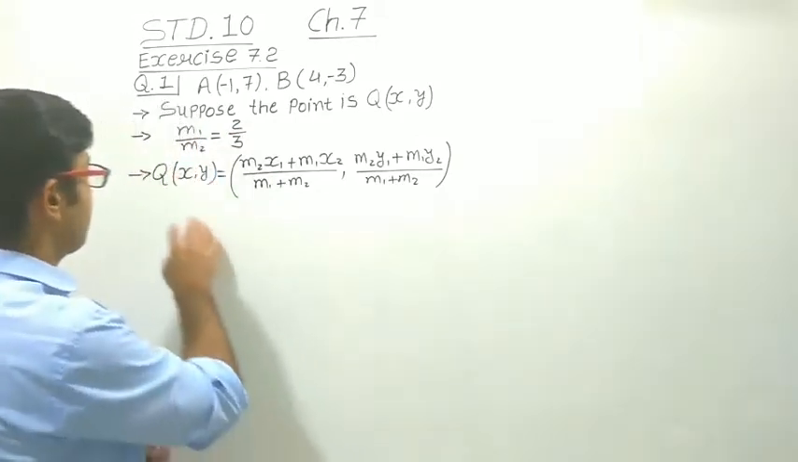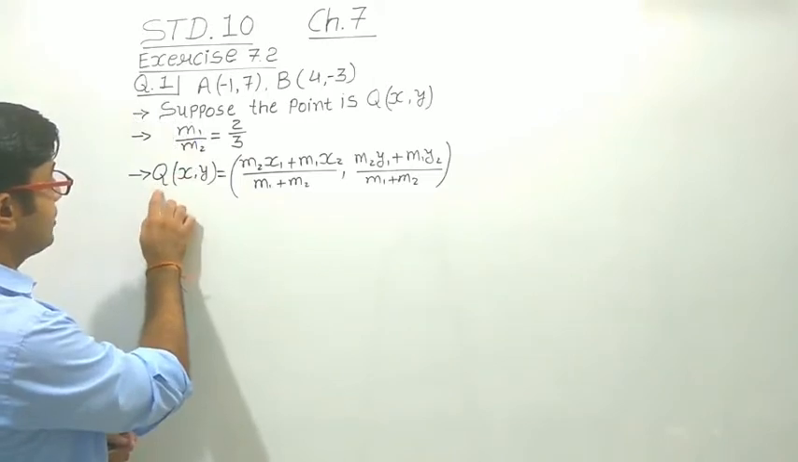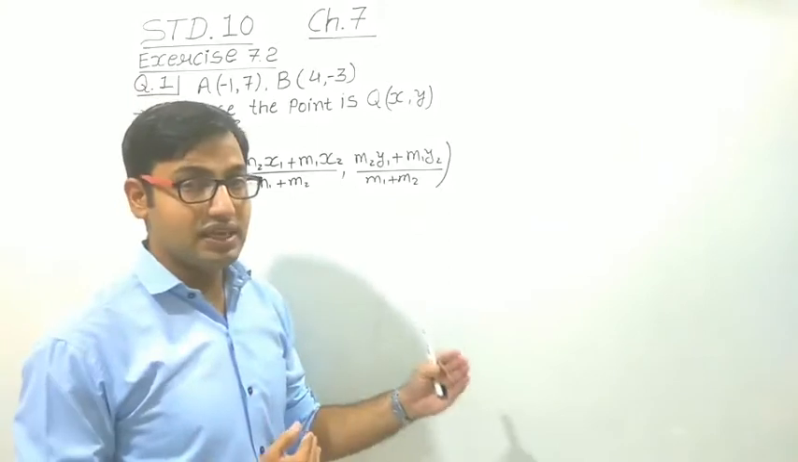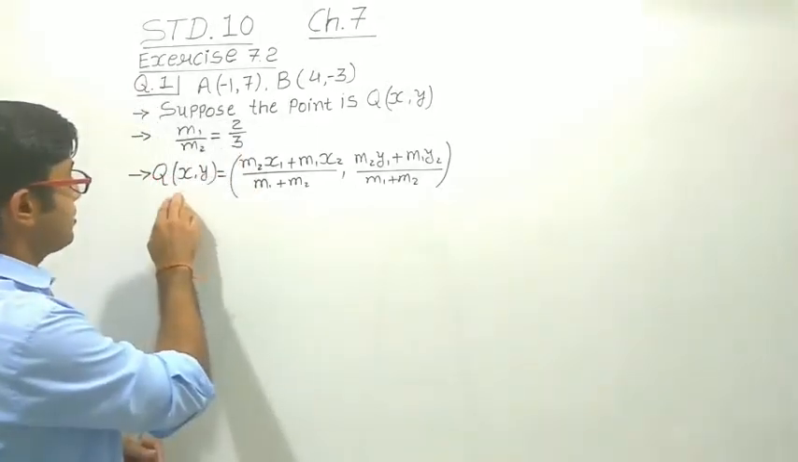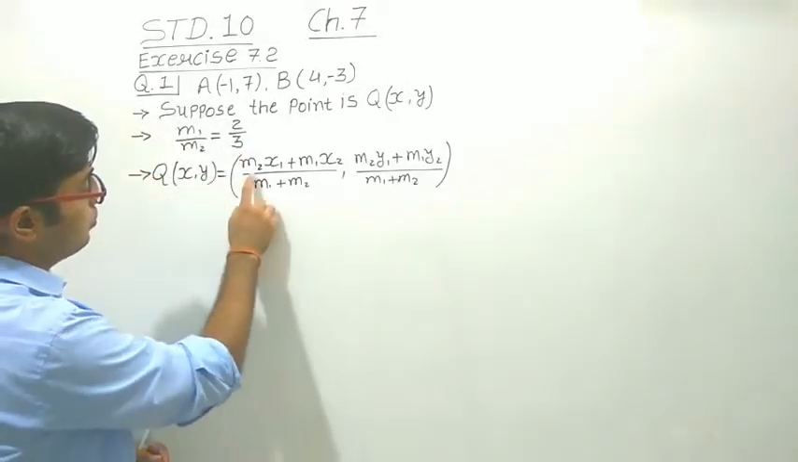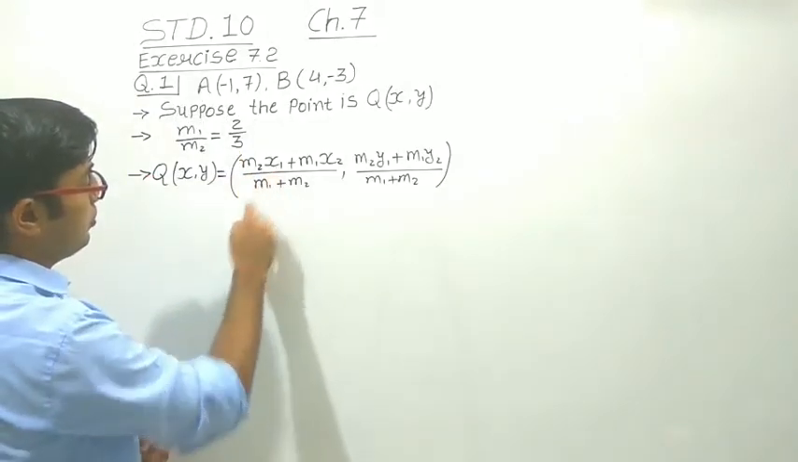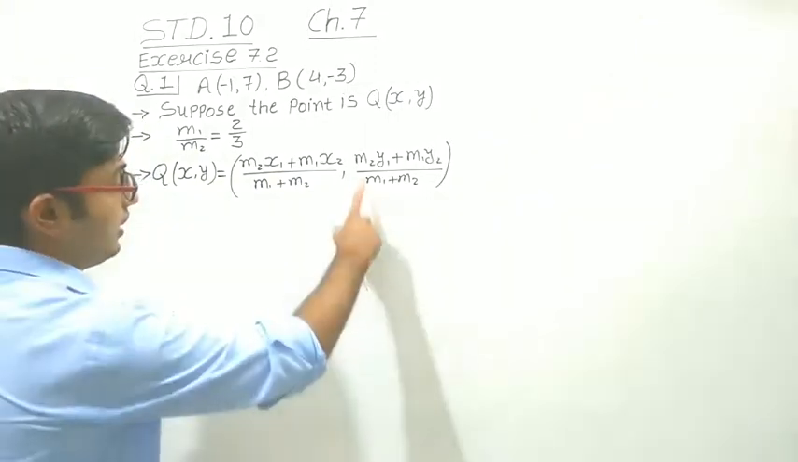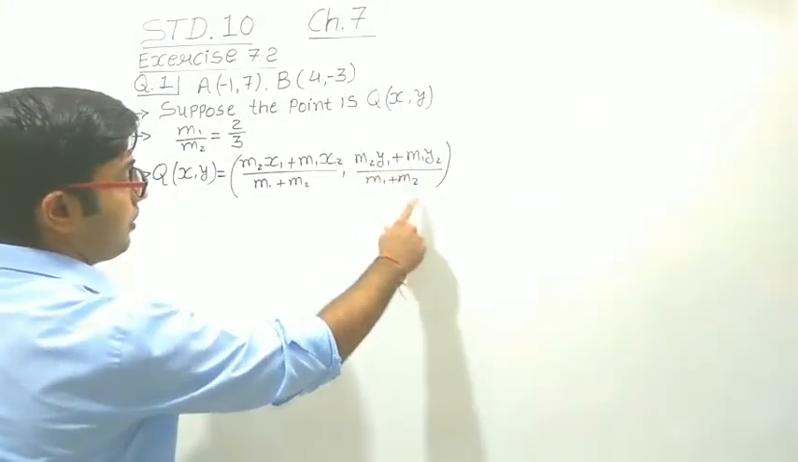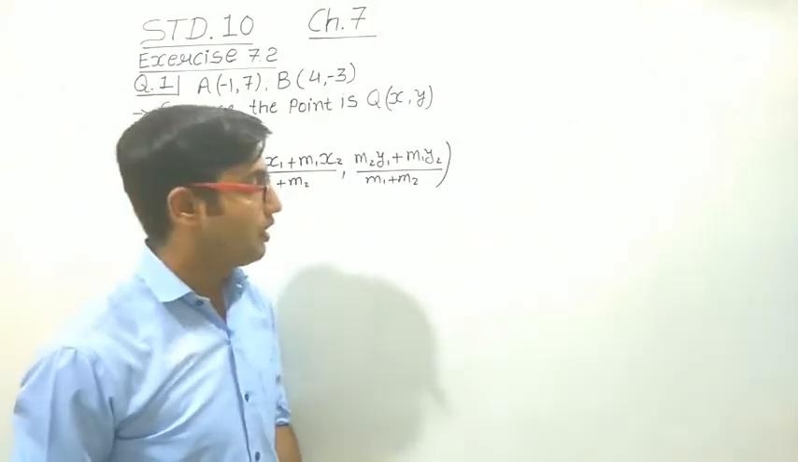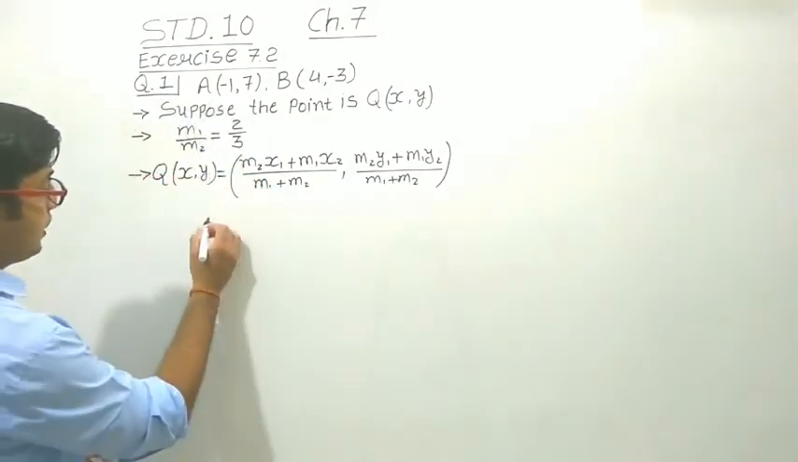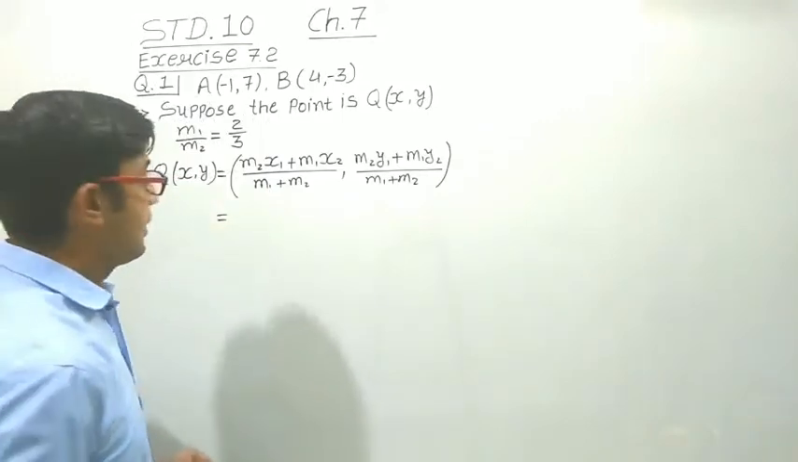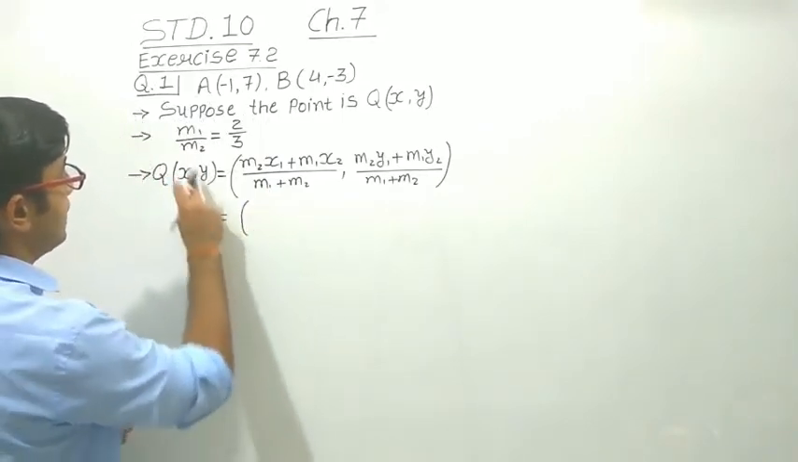Now, according to the section formula, the coordinates of the point Q(x, y) which divides the line segment are: (m1 x2 plus m2 x1) upon (m1 plus m2), and (m1 y2 plus m2 y1) upon (m1 plus m2). Let us put in all the values so that we can get the coordinates of Q. So m2 is 3.